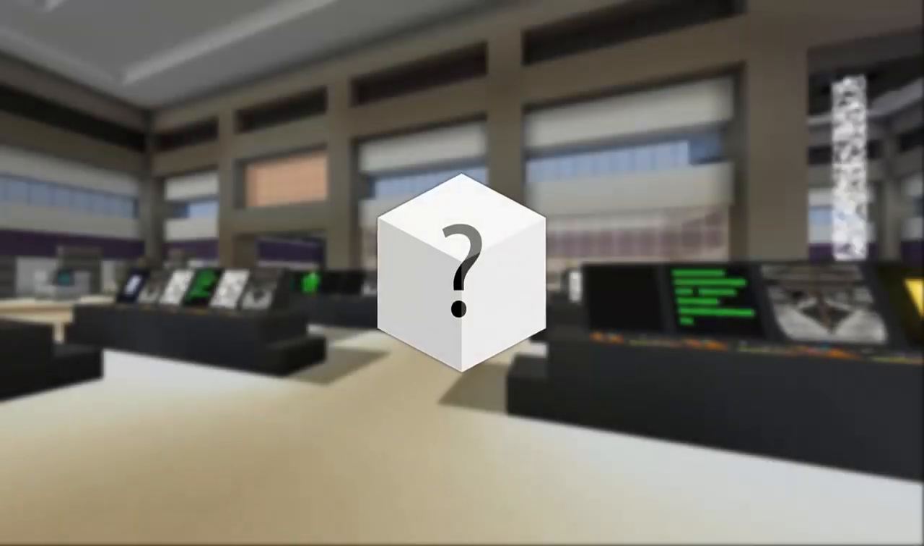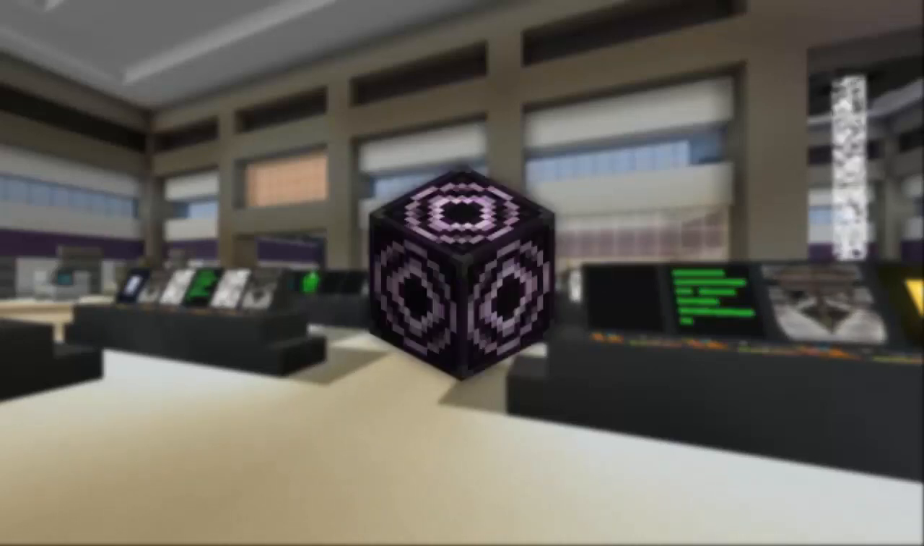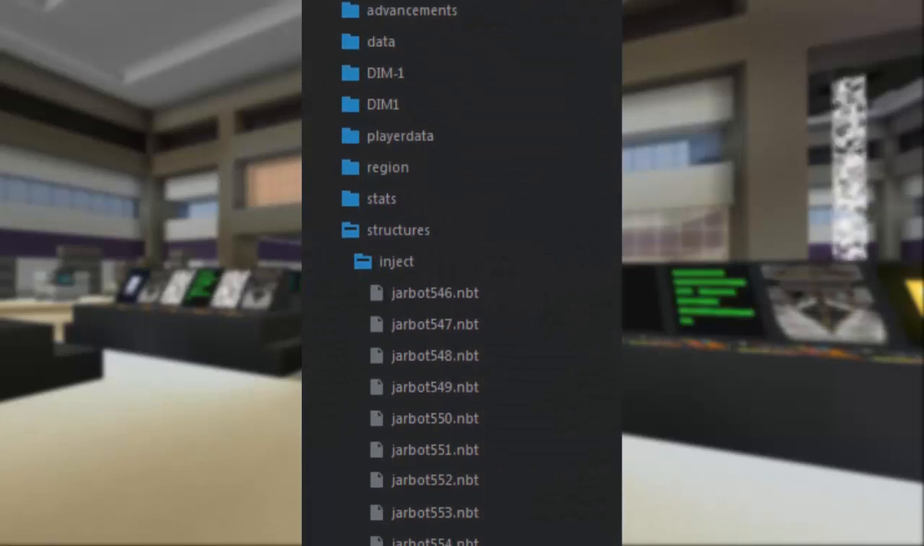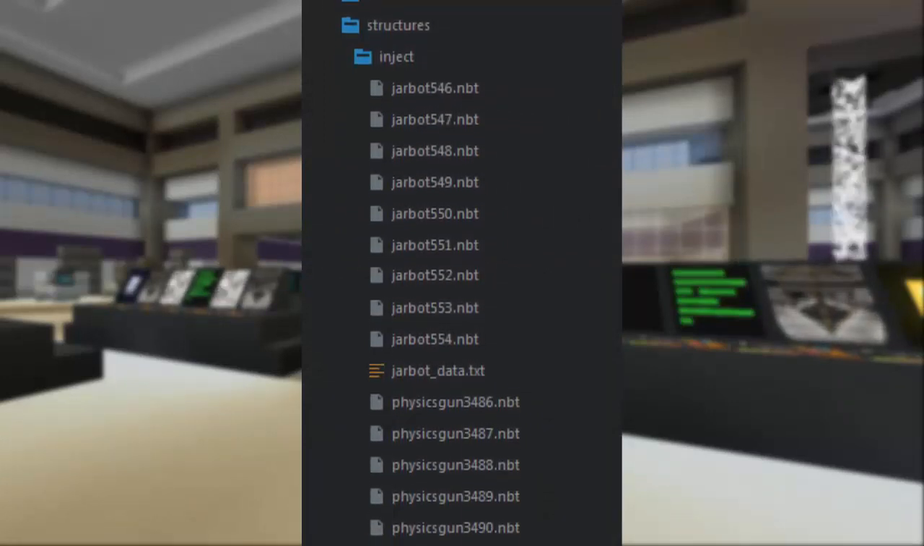We need something in-game that can access information from outside the game. Luckily enough, we have structure blocks. Structure blocks read NBT files inside the world's structures folder. This is the main idea behind this concept.